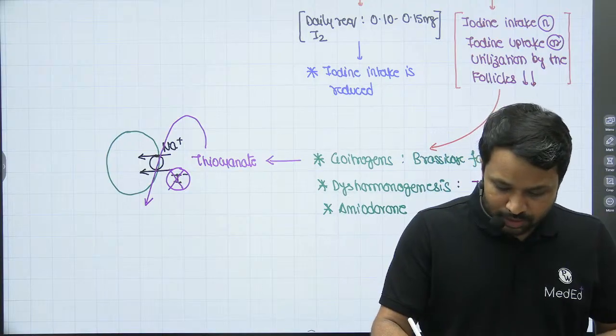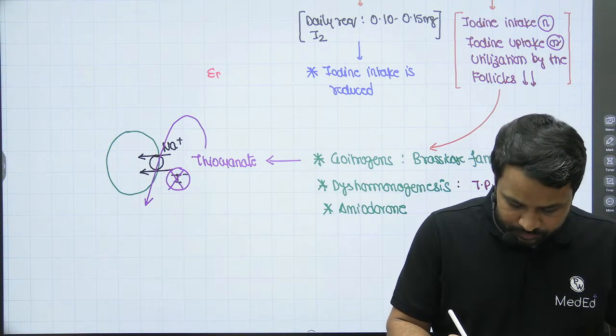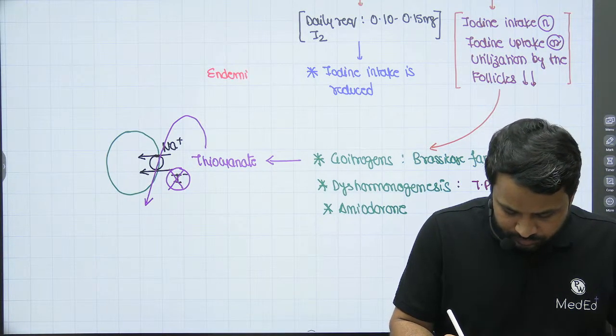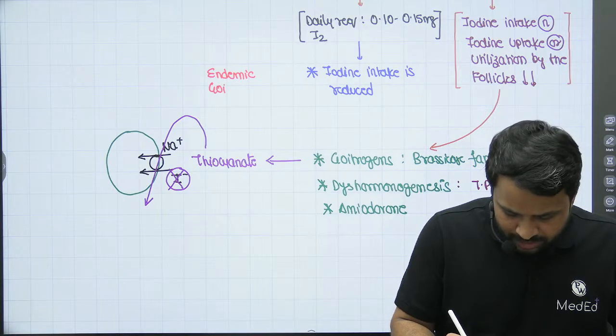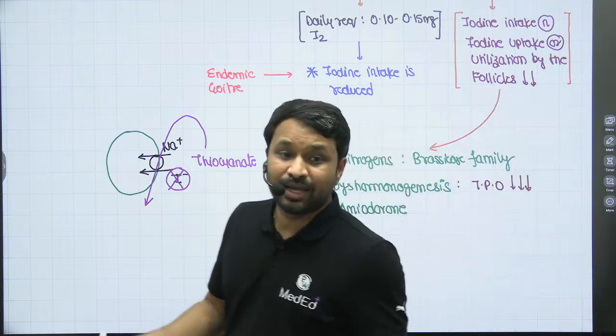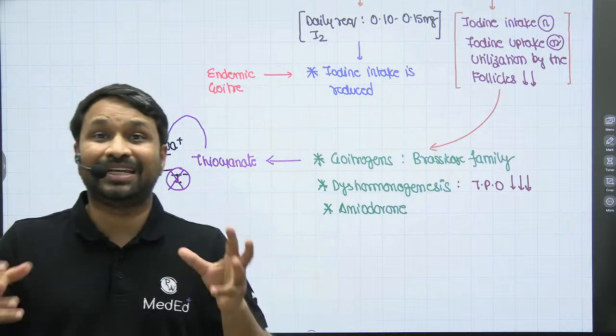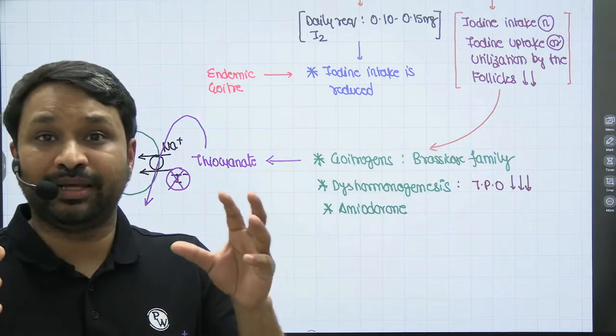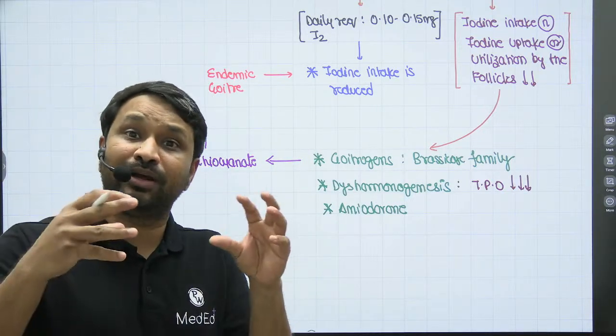All the people who are going to have endemic goiter, that is because of reduced iodine intake. So they basically take food or plants which are grown in iodine-deficient soil.